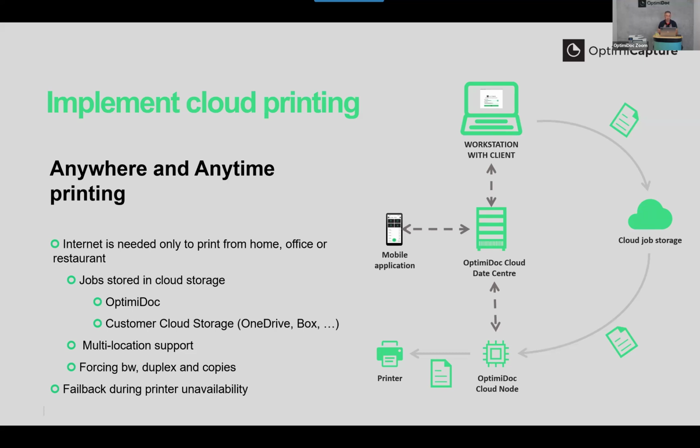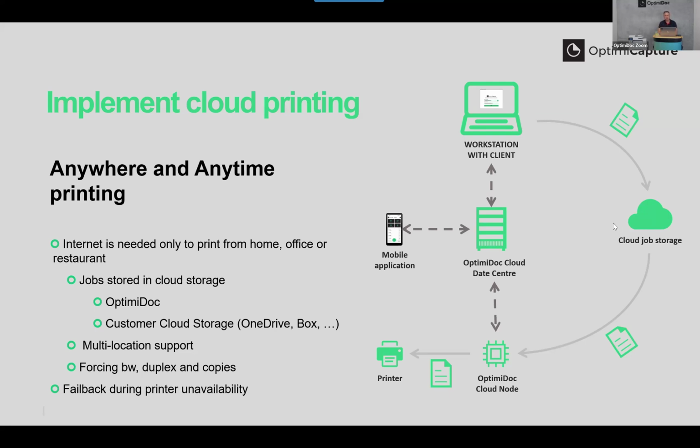How does it work? It works nearly the same, but OptimiDoc Cloud allows you to create a print connector called virtual spooler. What does it mean? When users are printing to the virtual spooler, they are using the normal printer available in the list of printers. But once they release the document, the client automatically realizes that this is the cloud pool print, takes the document and stores it to the cloud storage.